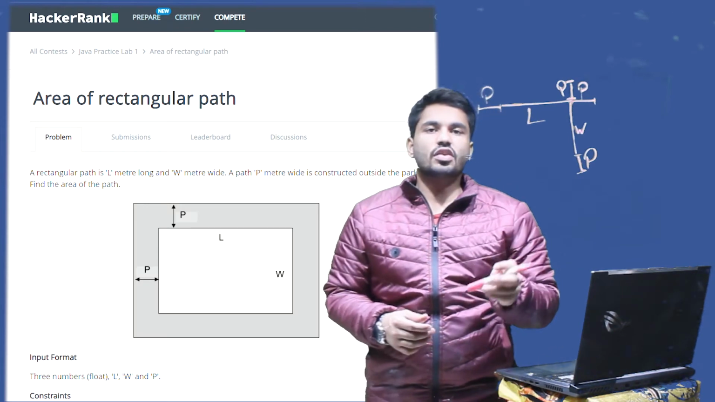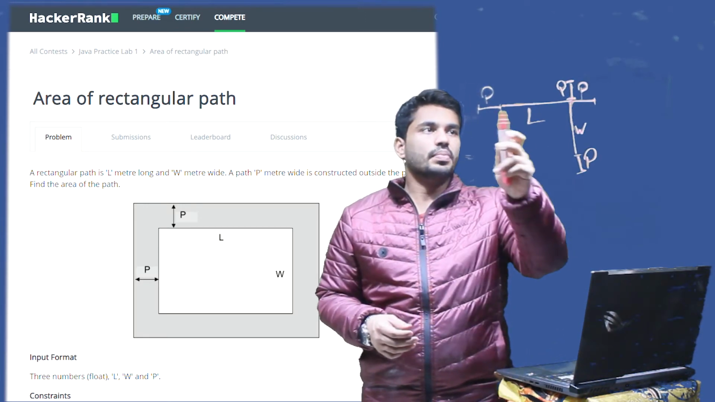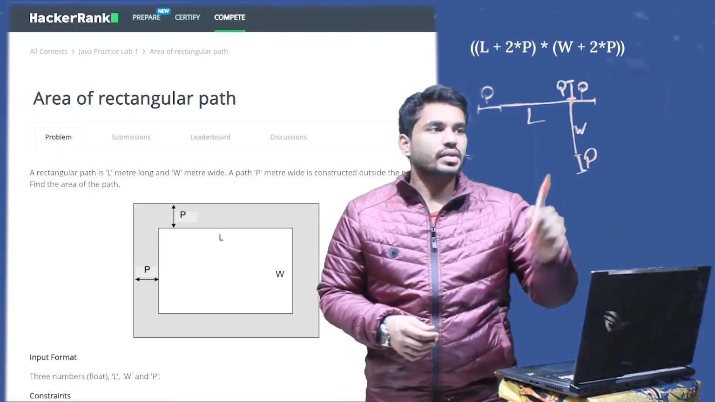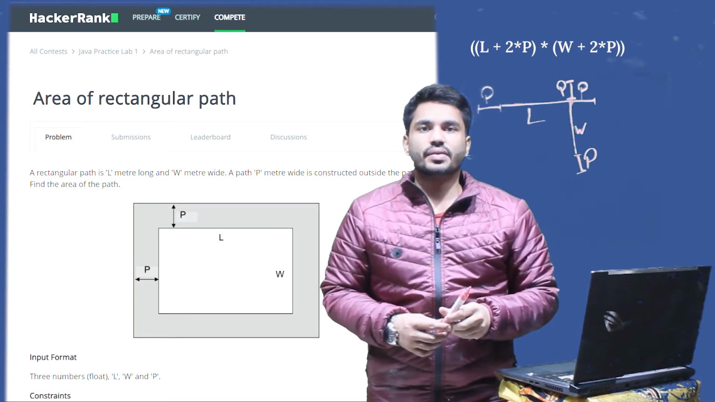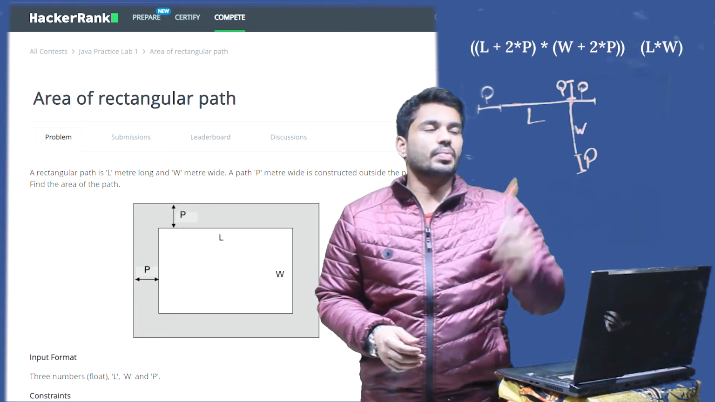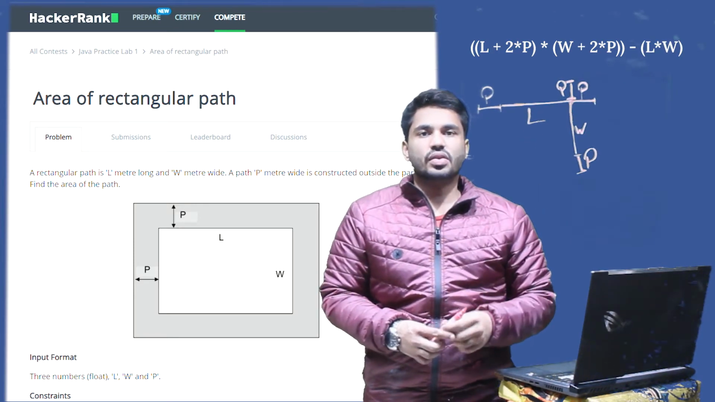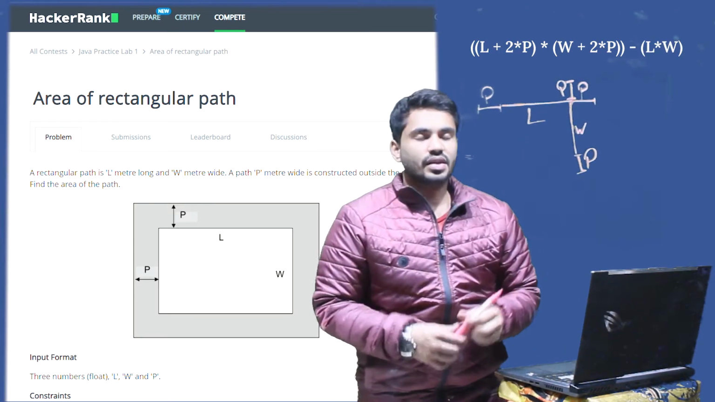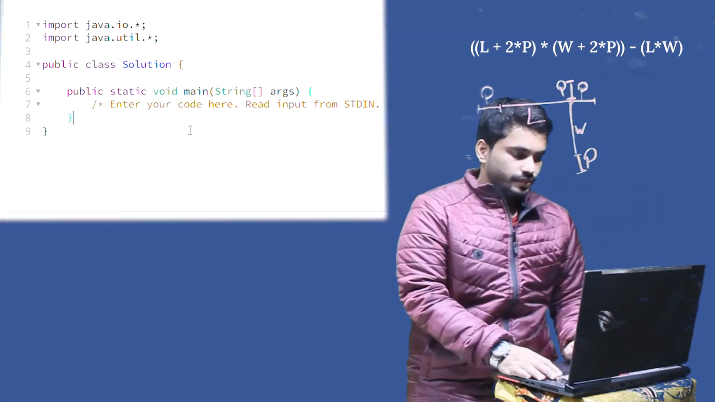Okay, so the area of the larger rectangle is (L + 2P) multiplied by (W + 2P). The area of the smaller rectangle is L into W. We subtract both of them to get the area of the path. Now let's see how we'll code it.